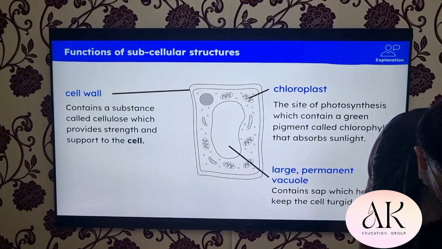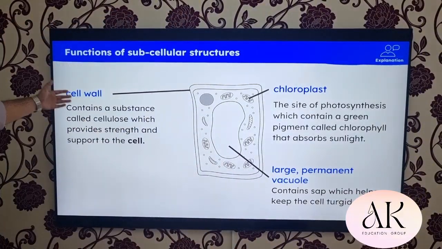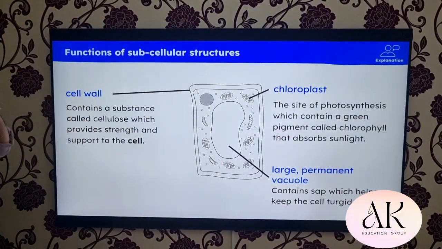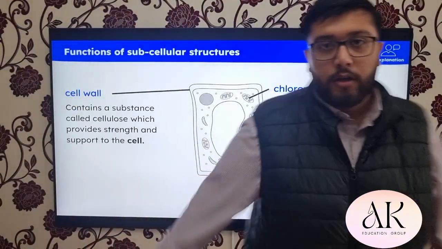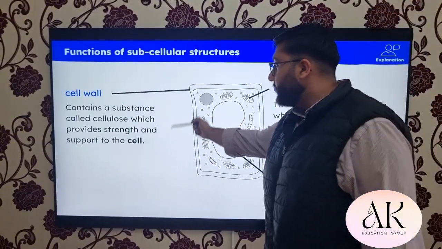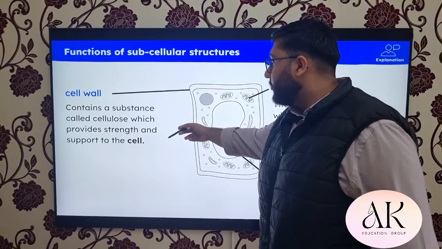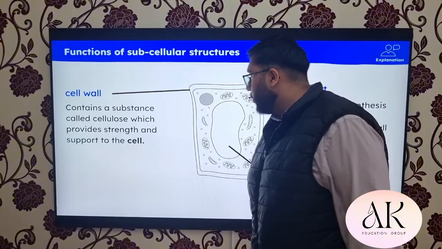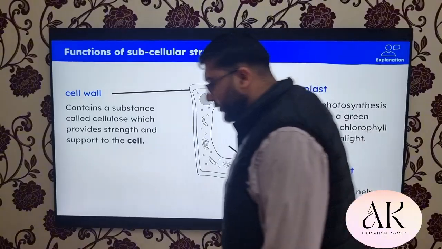Now, then you've got the function of the subcellular structures for plant cells. Your cell wall, it contains a substance called cellulose, which provides strength and support to the cell. This is like your bodyguard outside fancy restaurants, okay? Just make sure that they've got the strength, they've got the manpower, and they're supported as well. That's the cell wall.